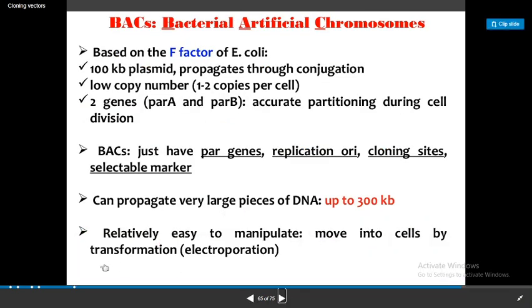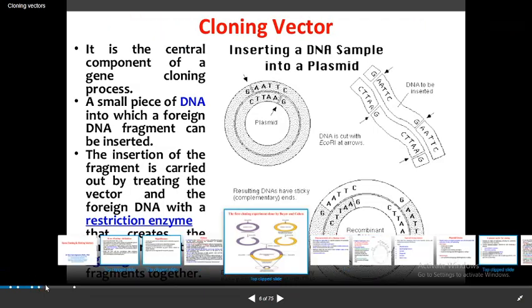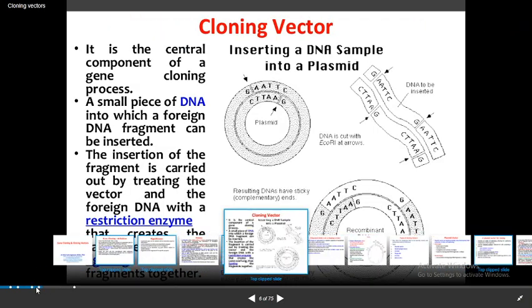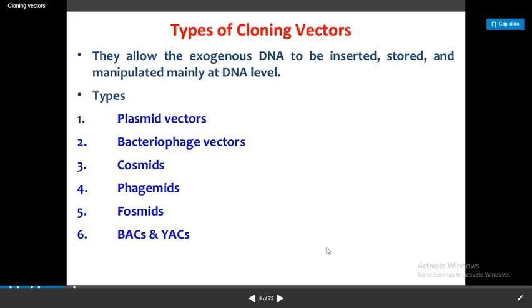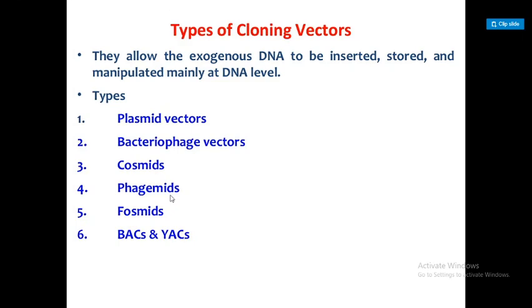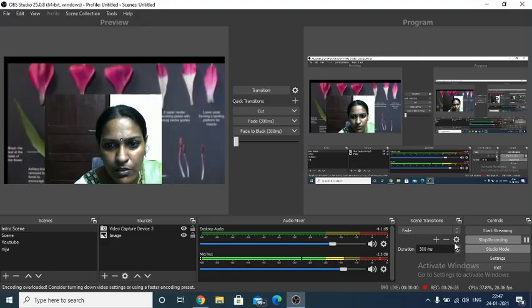So for winding up the section, what are the different types of cloning vectors? From your exam point of view, what is a plasmid vector? What is a bacteriophage vector? What is a cosmid and a phasmid? You have to learn the examples also. I hope this is very useful.